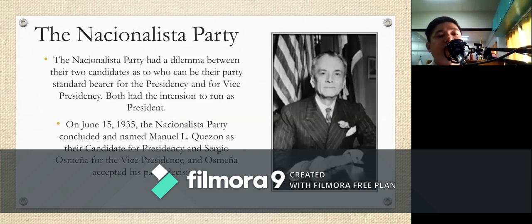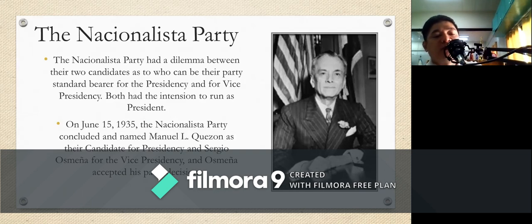Okay, first is the Nationalista Party. The Nationalista Party had a dilemma between their two candidates as to who would be their party standard bearer for the presidency and for the vice presidency. Both had the intention to run as president. A party convention was held for the official selection between Manuel L. Quezon, the Senate President from Tayabas, and Sergio Osmeña, the Senate pro tempore from Cebu. On June 15, 1935, the Nationalista Party named Manuel L. Quezon as their candidate for the presidency and Sergio Osmeña for the vice presidency. And Osmeña accepted his party's decision.